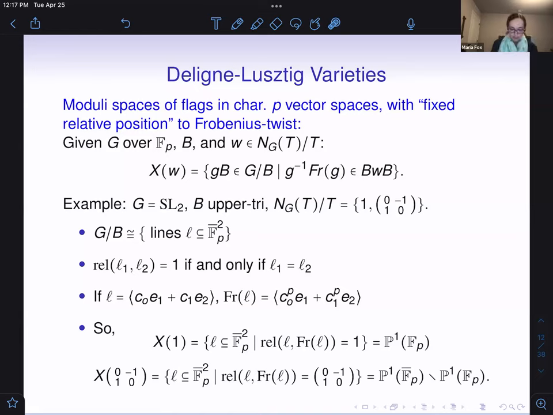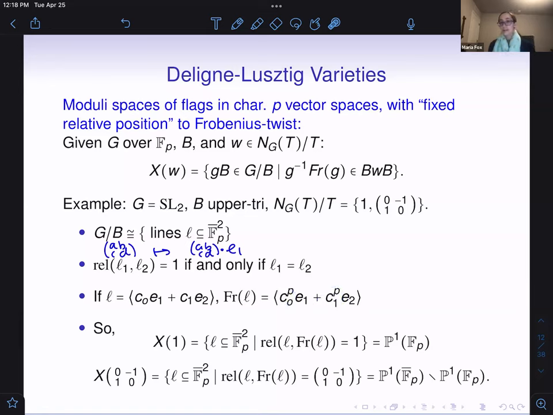As a simple example, we can take G to be SL2, B to be the upper triangular Borel, and then our Weyl group has two elements, the trivial element and a non-trivial element. We can identify G mod B as the space of lines inside a two-dimensional vector space by having a matrix (a, b; c, d) acting on, say, the first basis vector e1. As we study the space of lines in our two-dimensional vector space, they also have a notion of relative position. Two lines have the trivial relative position if and only if they're equal, and otherwise they have the non-trivial relative position. There's also a notion of Frobenius twist. Given a line, we can act by Frobenius by simply acting on its coefficients.